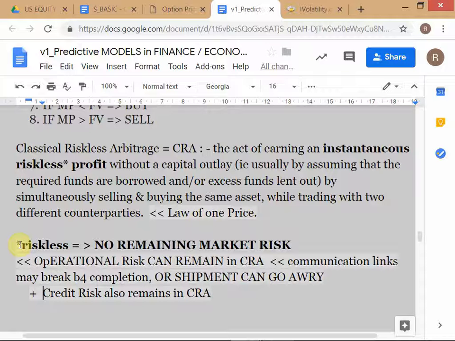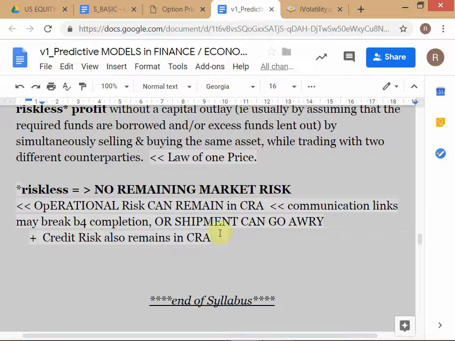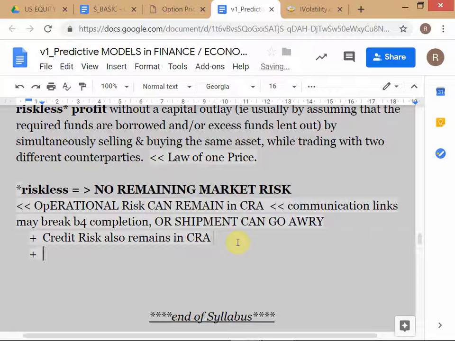So it's important to understand what classical riskless arbitrage is. Why are we using this term? Credit risk also remains in CRA. Credit risk does not necessarily mean that the credit risk will manifest itself. But you have to be aware that until the guy actually delivers 14 days later, theoretically he could default. That's what I mean by credit risk remains. That doesn't mean that he will default. Alright. So why is CRA important?